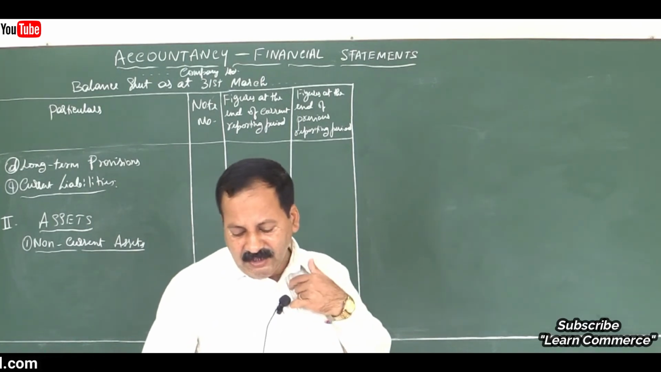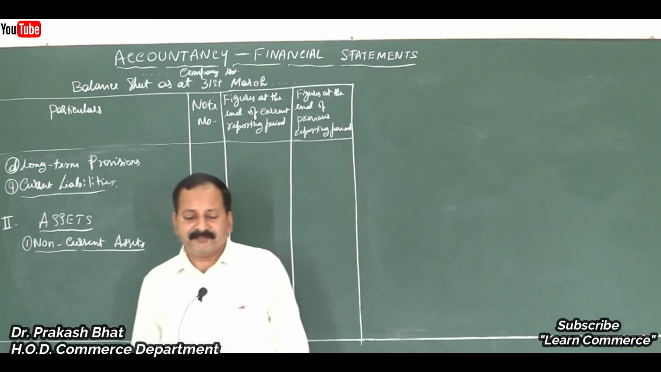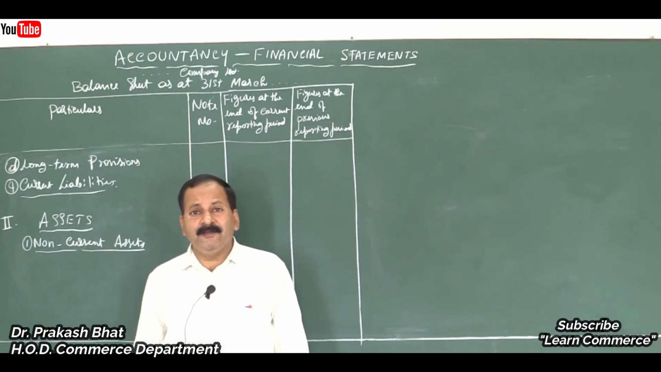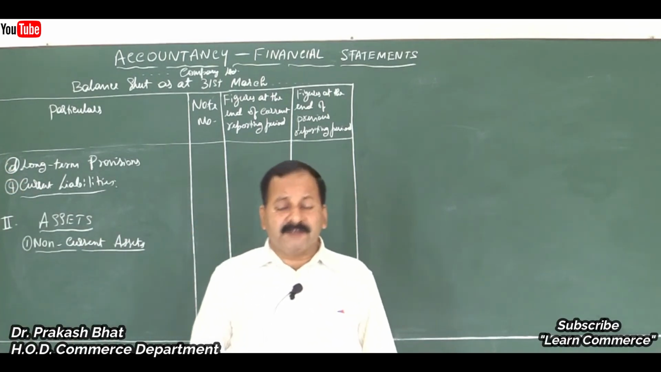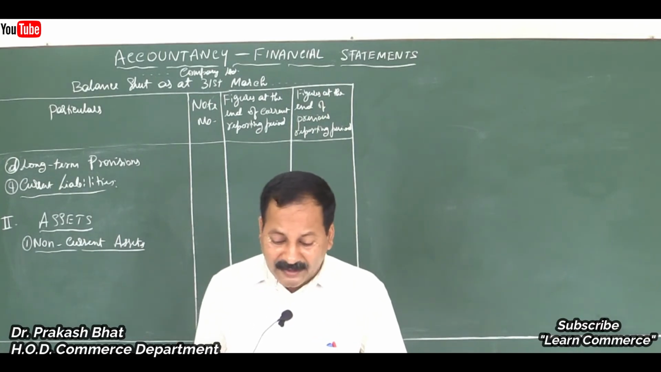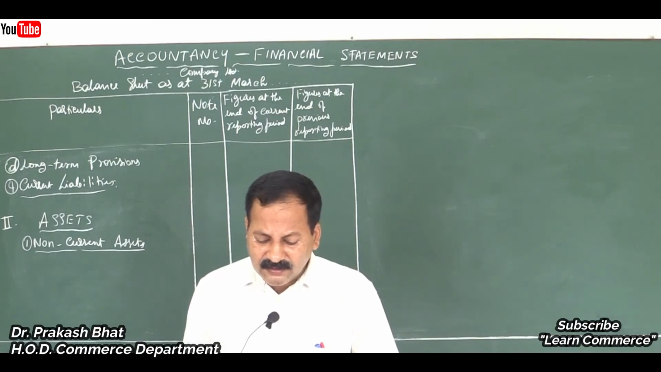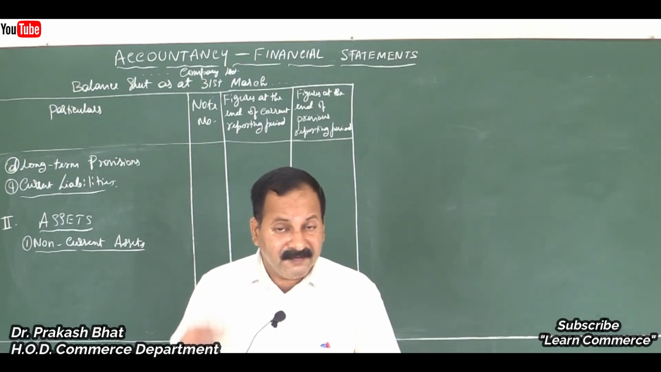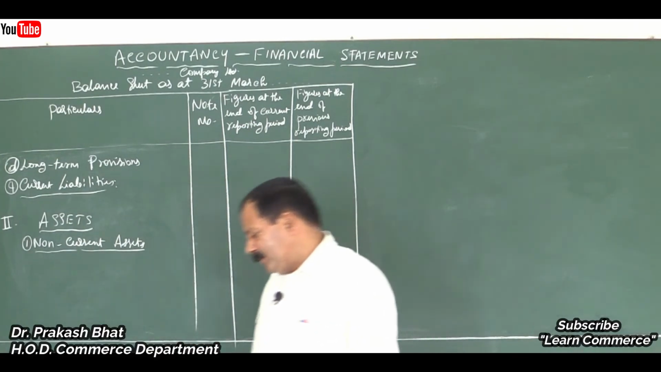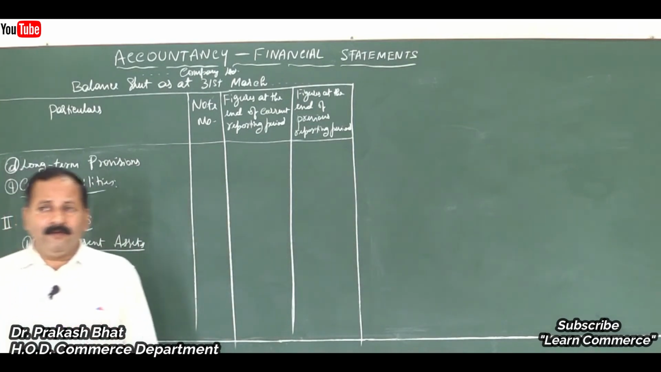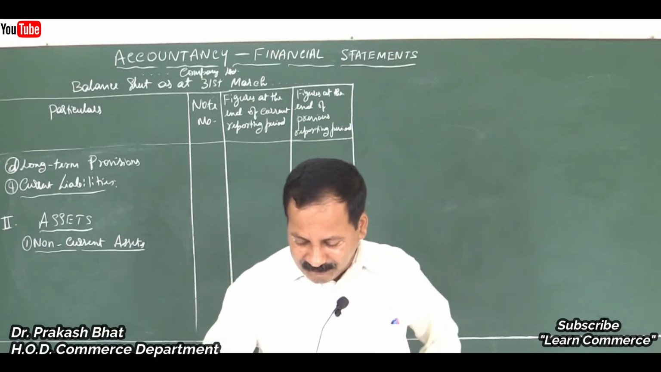Then next comes long-term loans and advances. Long-term loans and advances are nothing but loans and advances given maybe to the employees, or maybe to the customers. Sometimes we have to give a loan to them also. That comes under long-term loans and advances, the term of which is more than 1 year. Other non-current assets: anything which can be used for a period of more than 1 year comes under this category.